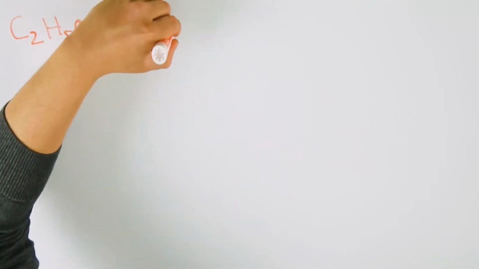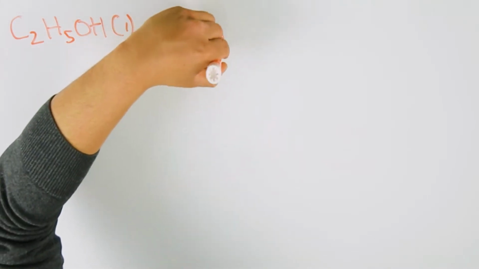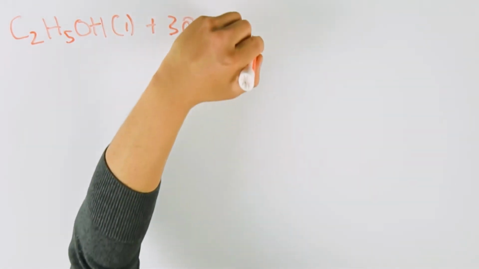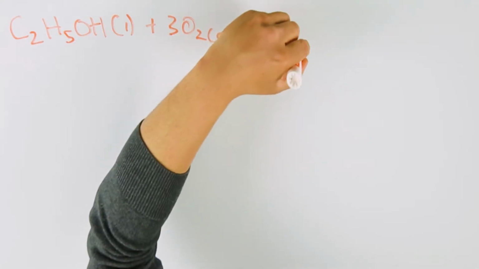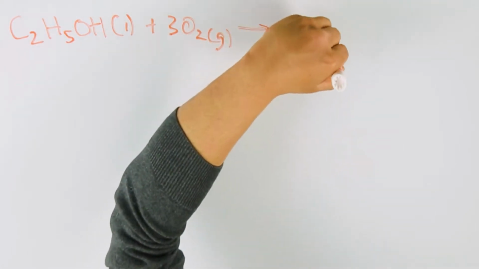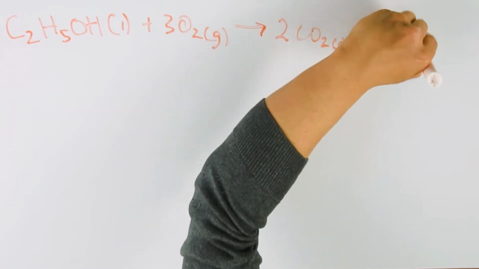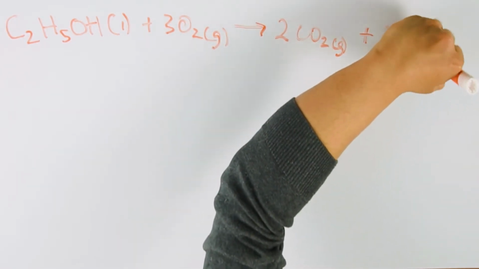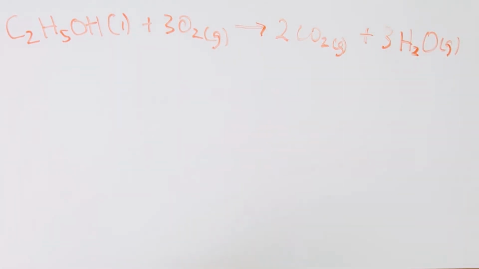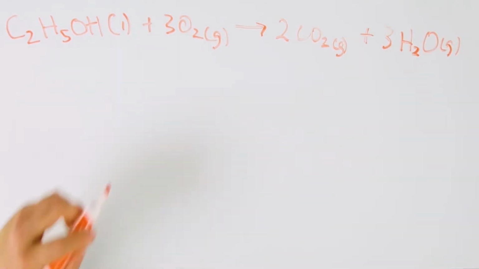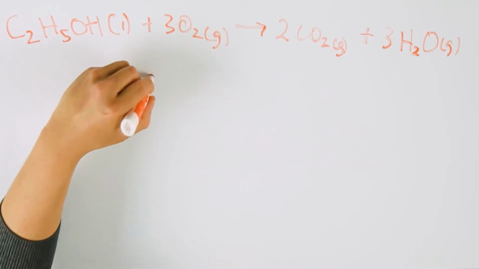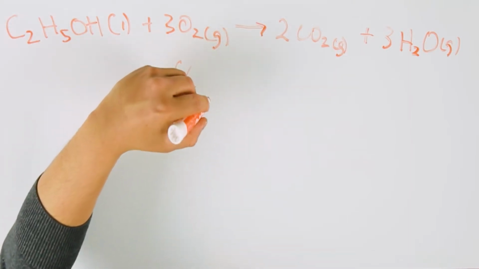Okay, so writing the chemical equation. What we have is ethanol burning with oxygen, and that gives us carbon dioxide and water because it's a combustion reaction. So remember, you need to balance your equations before you go ahead. So what we have is 3 oxygens, 2 carbon dioxides, and 3 waters. So the next step is finding whether ethanol or oxygen is the limiting reagent.